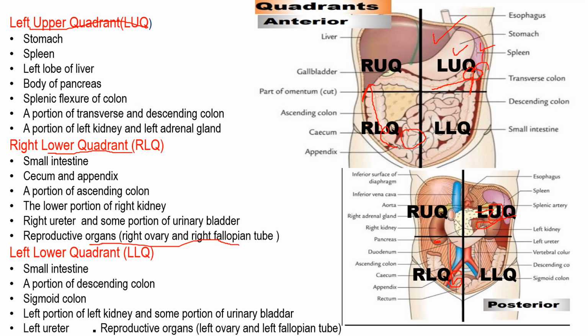Next quadrant is left lower quadrant, and this quadrant contains small intestine, descending colon and sigmoid colon, that are parts of large intestine. And from posterior view, lower end of left kidney, left ureter and some portion of urinary bladder are present in left lower quadrant. Female reproductive organs like left ovary and left fallopian tube are also present in left lower quadrant.